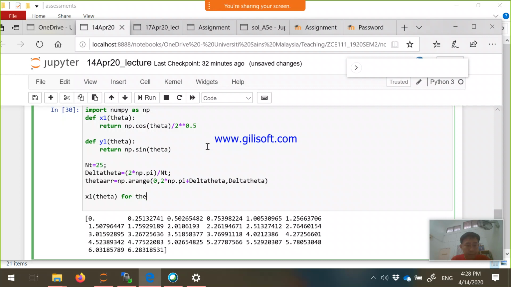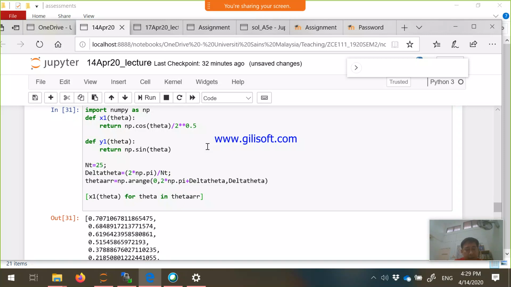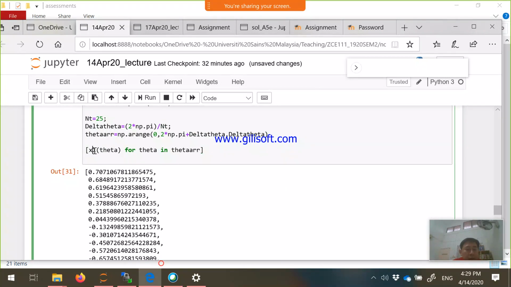theta in this. I'm going to generate a list of the values of x1 evaluated at theta, where theta is in the range of theta, right? So if I were to do that, I'll generate an array. This is a one-liner, what we call a one-liner code, that would generate the array of x1 for theta evaluated at this. So let's see what I get. This is the values of x1 at different theta.